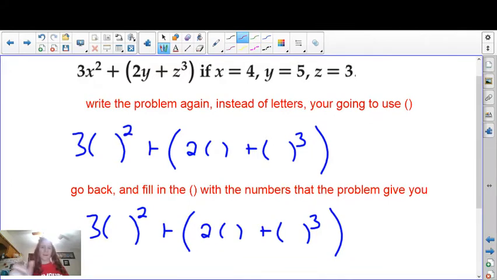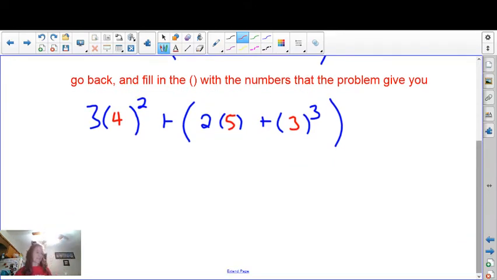I'm going to use my red so it stands out a little bit more. First I started with an X, and X is 4. So in that first set of parentheses, ooh, that's really bad, I'm going to put a 4. Next I have Y, which was 5. So in the second set, I'm going to put a 5. And then lastly, I have Z, which is 3. So I'm going to put a 3.